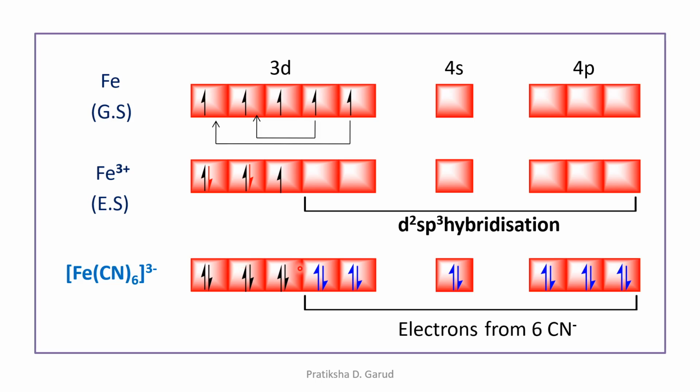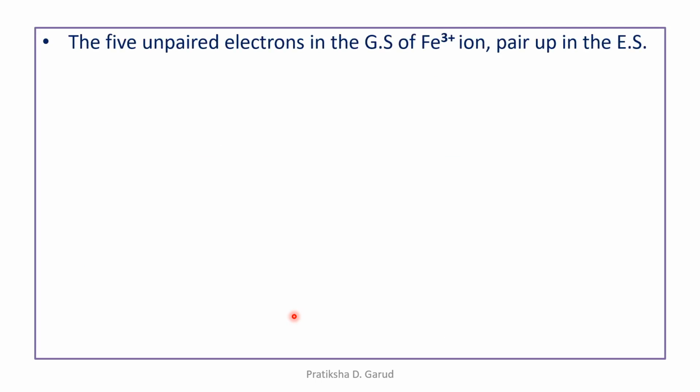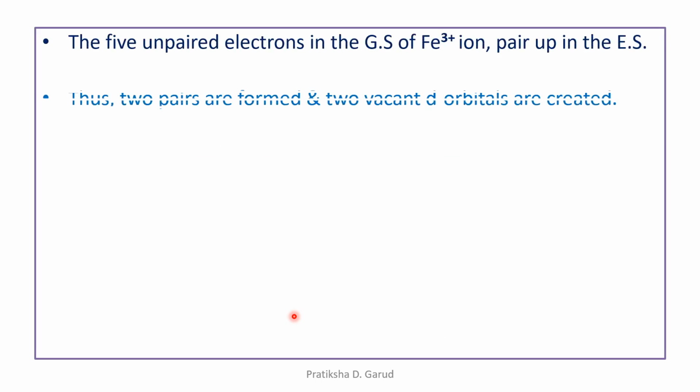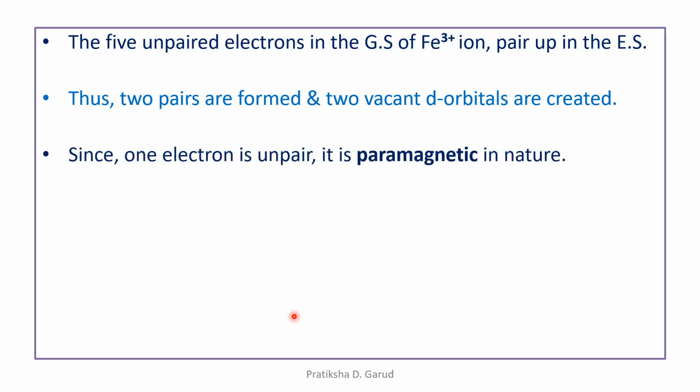Now here instead of pair we are having the unpaired electron. Make this correction, okay? Here we are having an unpaired electron. So this complex suggests one unpaired electron. So 5 unpaired electrons in the ground state of the Fe3+ ion pair up in the excited state. Thus 2 pairs are formed and 2 vacant d orbitals are created, as there is 1 electron unpaired.